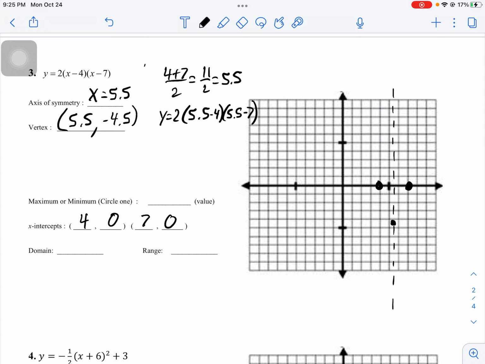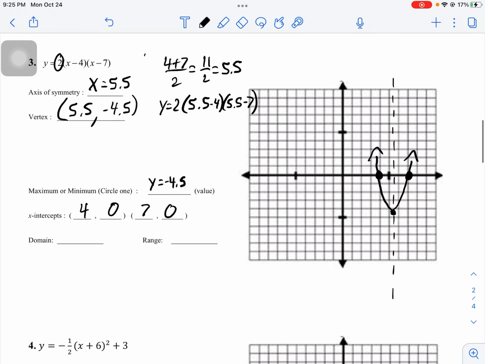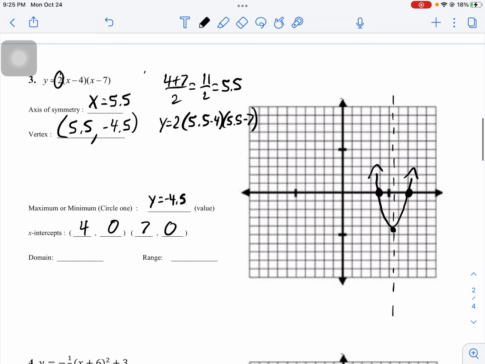Now notice for this one, I don't even need to make a table because I know where I'm going to go next. I'm going to go through these points right here because those are my intercepts. And I know it's going up because I have a positive value of 2. That also tells me that I'm going to have another minimum value. That minimum is the y value of negative 4.5, or you could write the coordinate for the vertex because that's the lowest point. We already filled in the x-intercepts of 4, 0, 7, 0. And then our domain is still all real numbers. And our range is y is greater than or equal to that minimum value of negative 4.5.